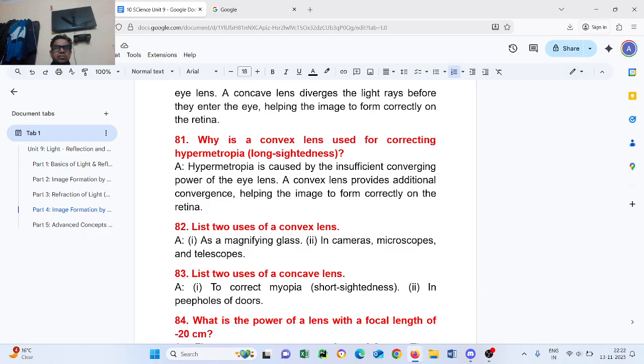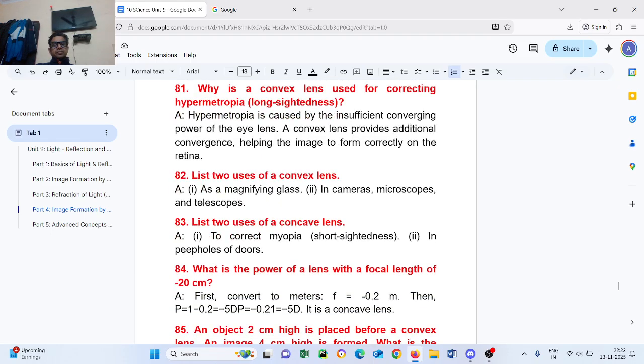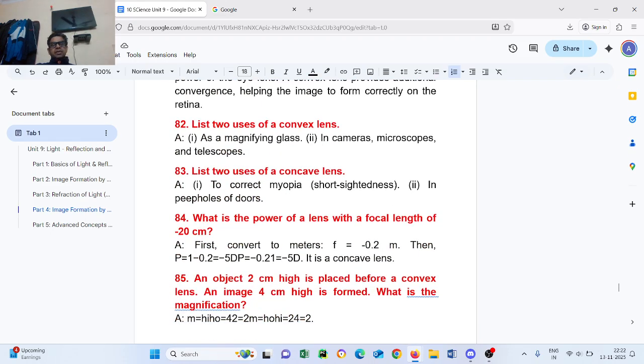List two uses of convex lens: as a magnifying glass, in cameras, microscope, and telescope. Question number 83. List two uses of concave lens: to correct myopia, short-sightedness, and in the pinhole of doors.